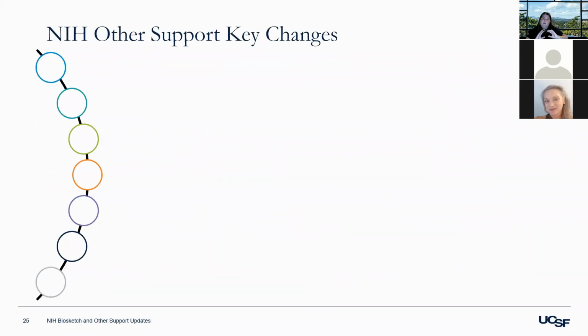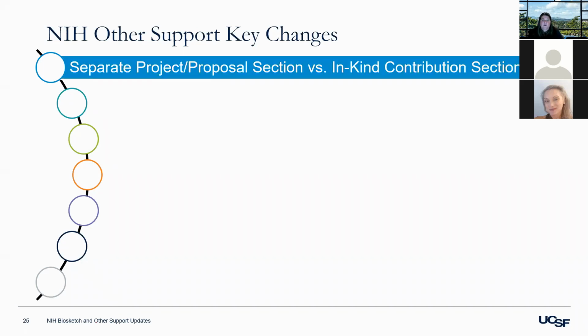All right, so none of that is actually new. All of that was part of how other support has always been. They maybe are emphasizing things in a slightly different way, but that is NIH's other support policy already. So what are the changes that were just announced in these new guidelines? First, they now have an official separation of the project proposal section versus an in-kind section.